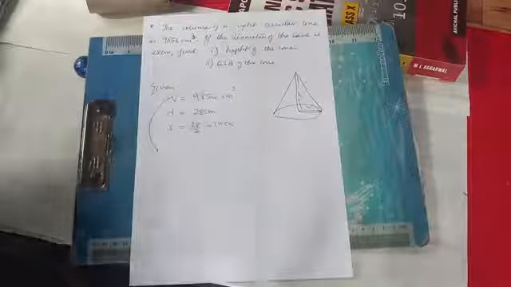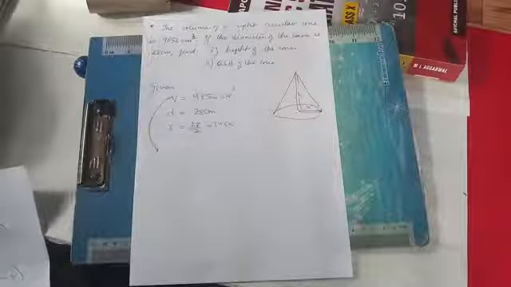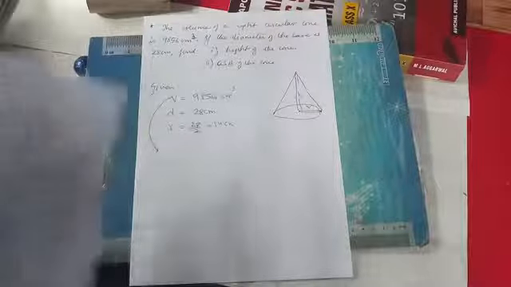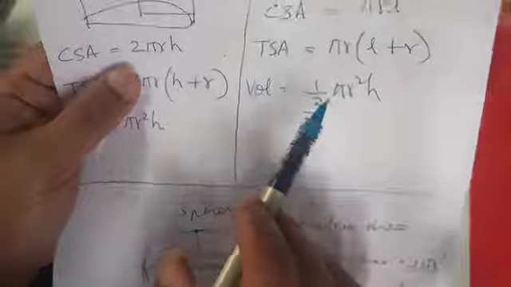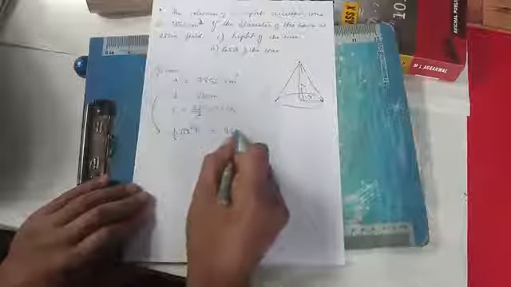We have learned the formula. If you remember, the volume of the cone is the same as the volume of a cylinder, only you have to add 1/3. See, 1/3 pi r square h is the volume of the cone. So now in place of the volume, you write down the formula 1/3 pi r square h equals 9856.